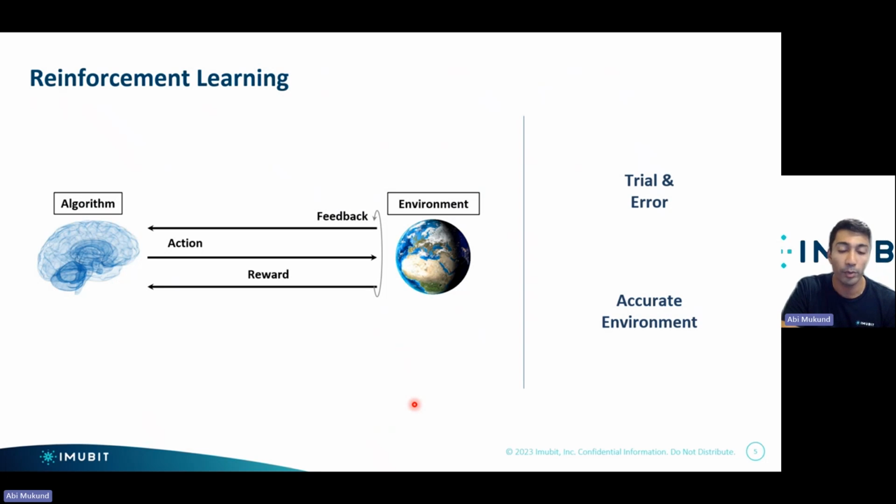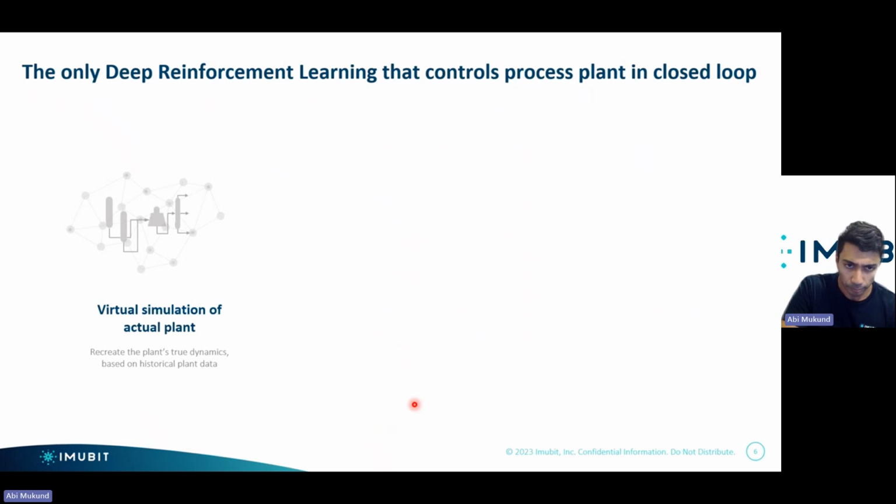Okay, so how we develop this model is the following. We first start out with creating the accurate environment. And how we do that is we train a deep learning neural network on years of plant historical data to learn the true dynamics and process relationships that exist in your plant. Okay? And if you can effectively learn those relationships, what you essentially have now is a virtual dynamic simulation of your plant on the cloud.